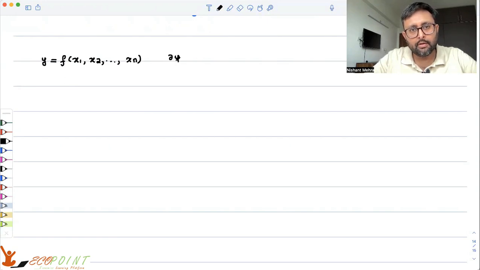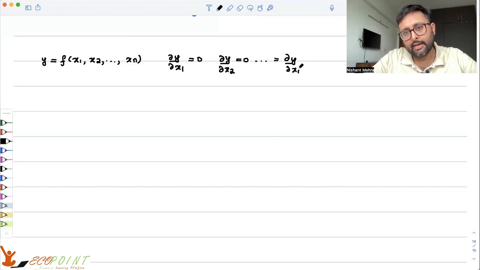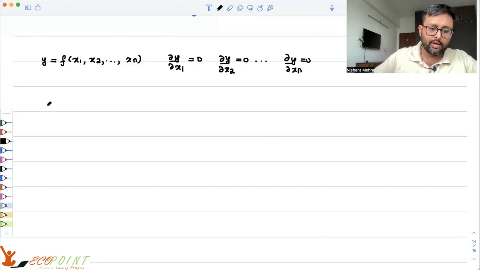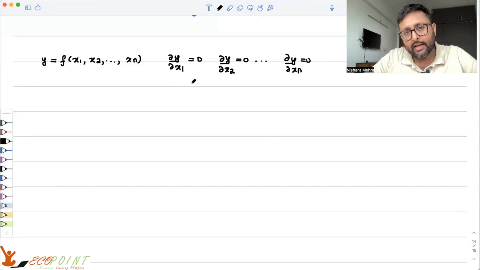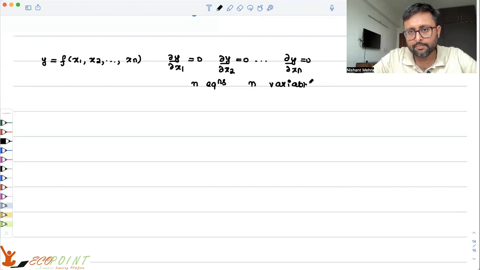Then del y by del x1 should be equal to 0 at the optimal point. Del y by del x2 equals 0, and so on to del y by del xn equals 0. All of them should be equal to 0. So these are n equations, and you have n variables. So these n equations in n variables could be solved together.